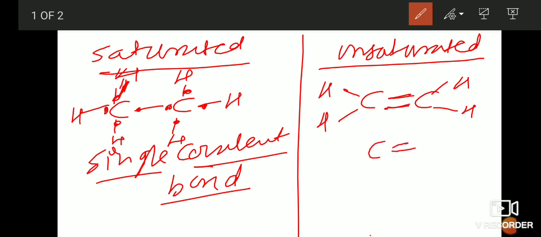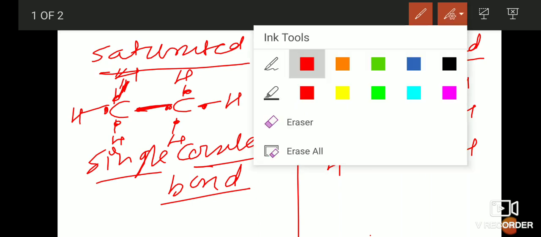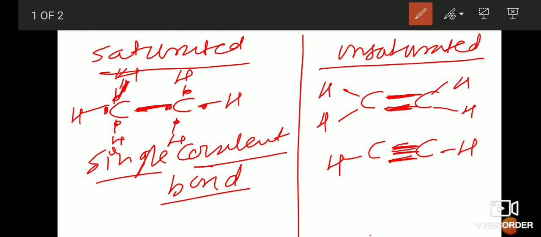Suppose there is a triple bond between two carbons, so they are bonded with a triple covalent bond, correct? In this way, one line means one bond, two lines means two. Here, three lines indicate a triple covalent bond, simple. And a single line means a single covalent bond. That is the identification mark of saturated and unsaturated compounds. Another very important difference we are going to discuss, students; this is the second difference we have studied.